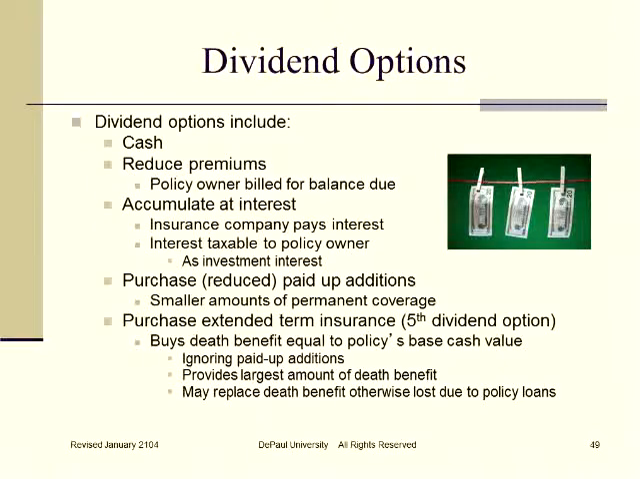There are 5 dividend options. You can look at them in the bond book. Some insurance companies will list the first 4 in different orders, but the 5th dividend option always stays number 5. Cash. The insurance company is going to return some cash to you as a dividend option.